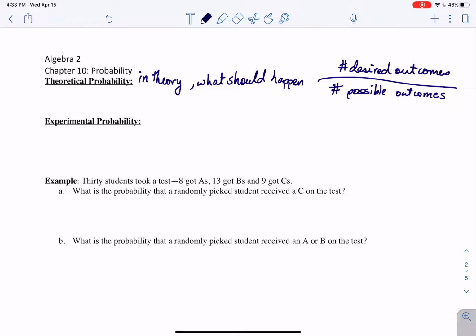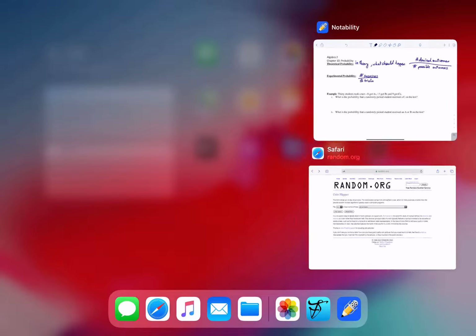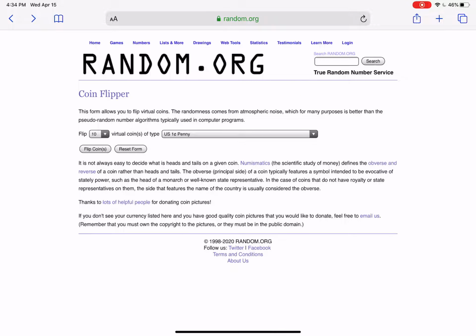The experimental probability is calculated by the number of actual successes you get divided by the number of times you try, the number of trials. So let's see how this works. I have a simulator here that is going to flip coins for us. We're going to flip 10 different coins. Theoretically, we should get 5 heads and 5 tails. So let's flip it.